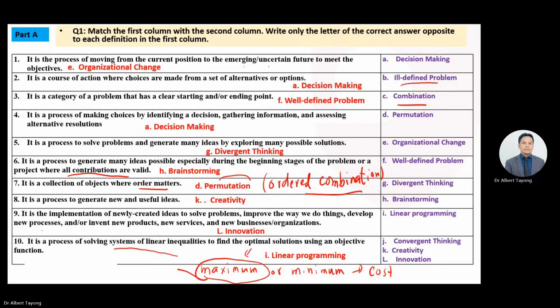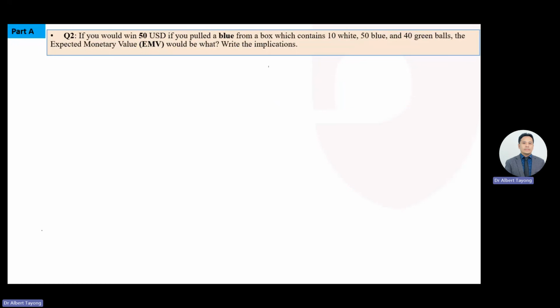So that is for the first part. Let's proceed to the second part. The first question here talks about expected monetary value, or EMV. If you would win $50 if you pull the blue from a box which contains 10 white, 50 blue, and 40 green balls, what is the expected monetary value?